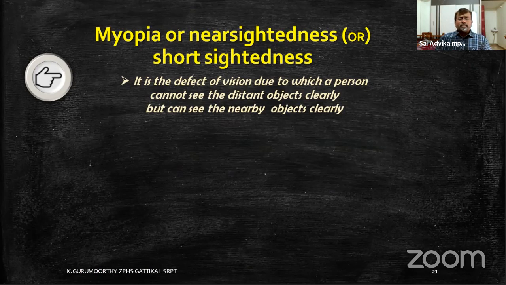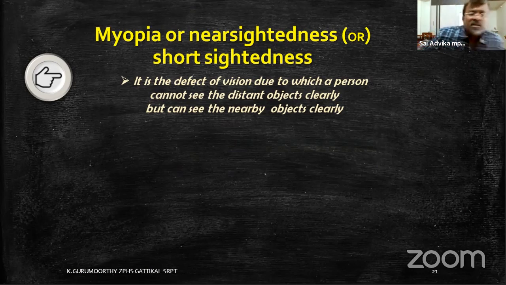You may have seen some people like me. We used to read the book keeping it at some distance, as you do. You people can keep the book very near to your eye and read it. But for persons like us, we cannot see the content in the book. For that, we have to keep the book away from our eye. This is myopia. What is it? It is the defect of vision due to which a person cannot see distant objects clearly but can see nearby objects clearly and distinctly. Yes, it is myopia, or nearsightedness, or short-sightedness.